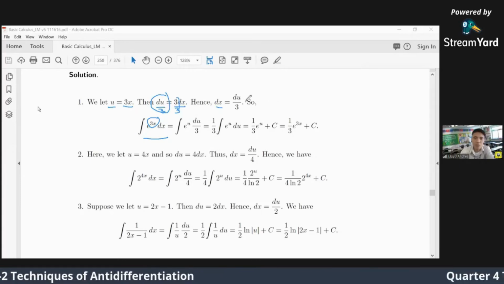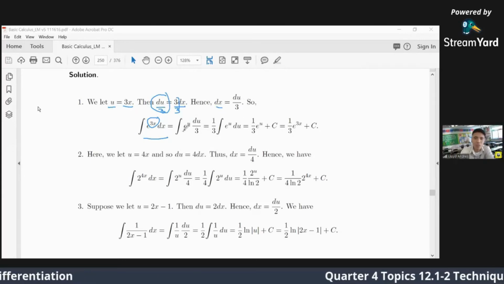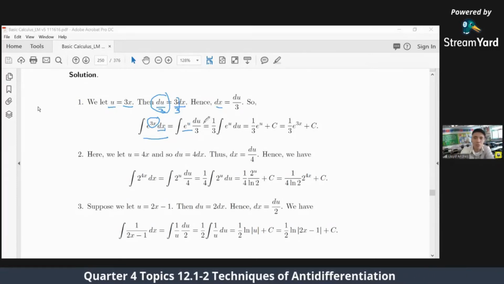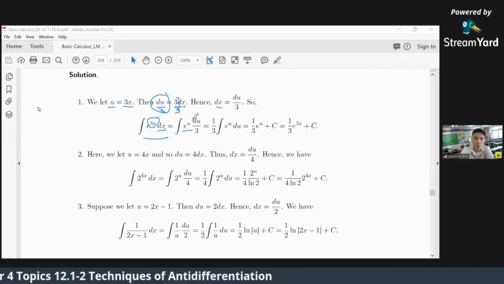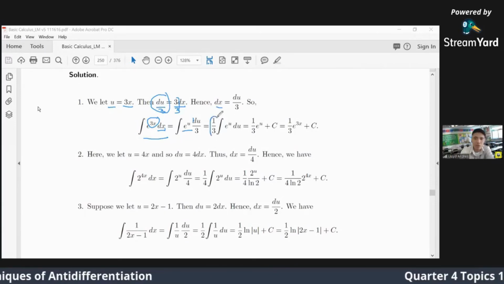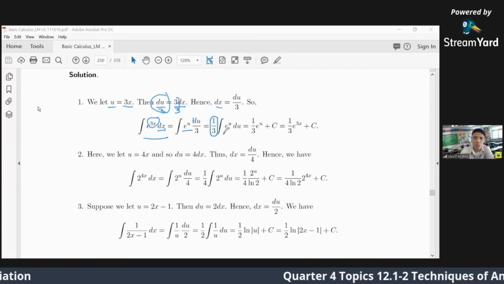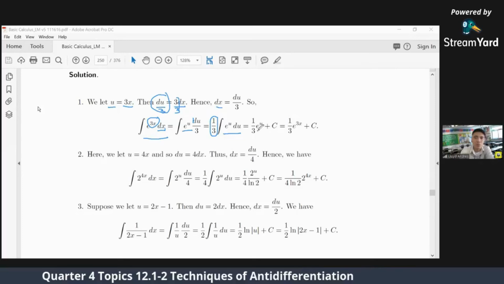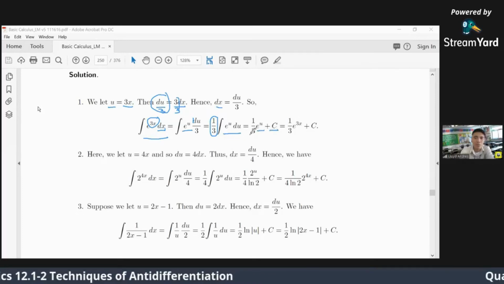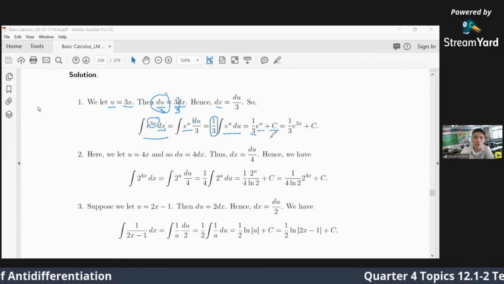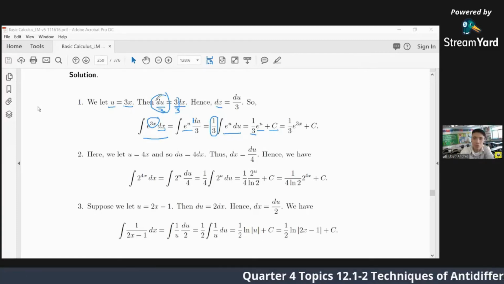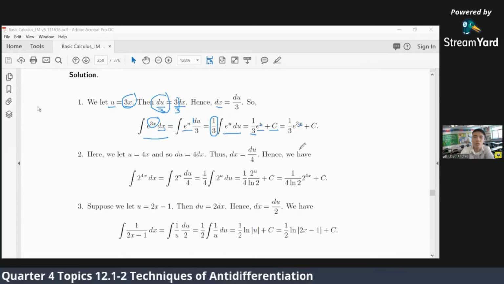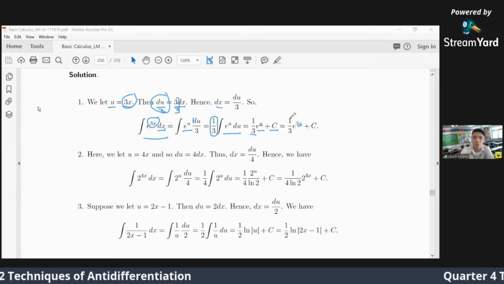Tapos, by substitution, nahimo na sa e raised to u because ang 3x gipulihan na to og u. Tapos, ang dx na to gipulihan na to og du over 3. Naa na ay 1/3, gi-factor out niya as constant. So, ang kuha na lang is e raised to u du. So, kabalo ta nga e raised to u du is just e raised to u plus c. And copy lang si 1/3. Then, for your final answer, simply ibalik nimo ang u sa 3x, ang original niya, kumbaga. So, this is your final answer.